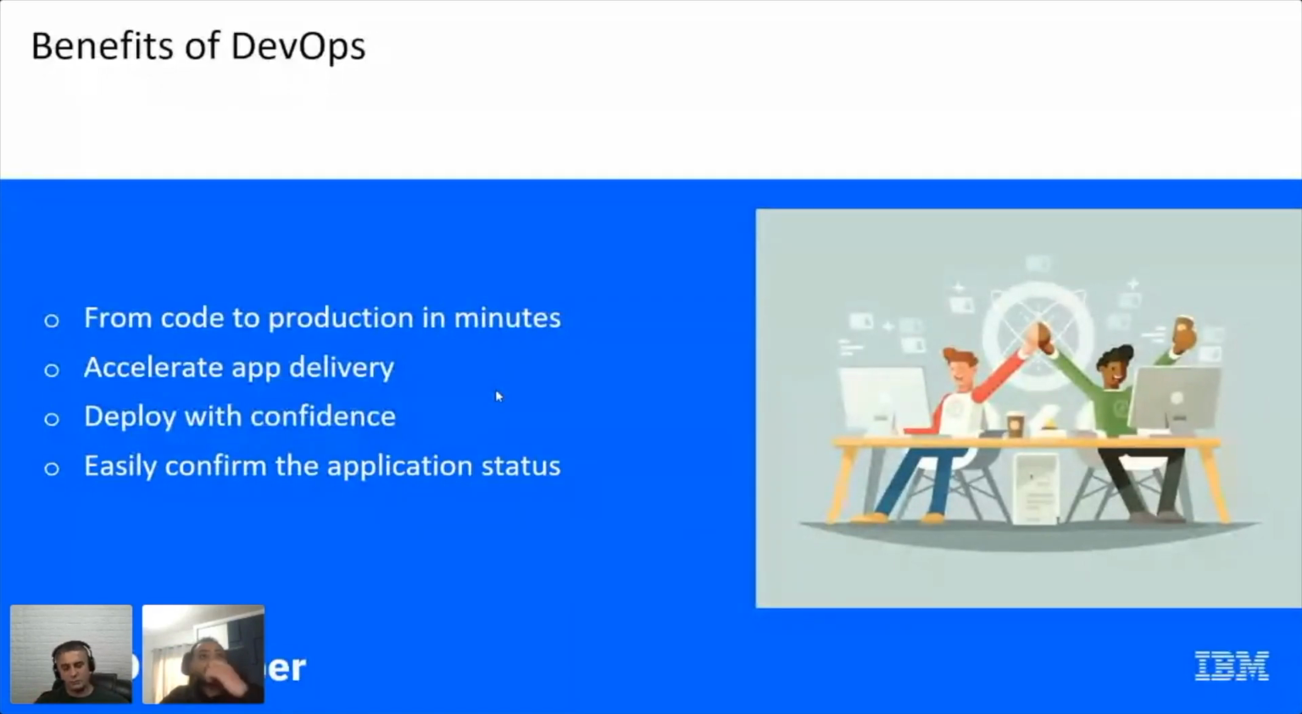The code has to move from environment to environment in a controlled way. There have to be circuit breakers. If the code isn't right, if it doesn't pass integration testing, it won't go forward. So it's really important to have that, and that's what DevOps does. You get to deploy with confidence, and you easily confirm the application status.